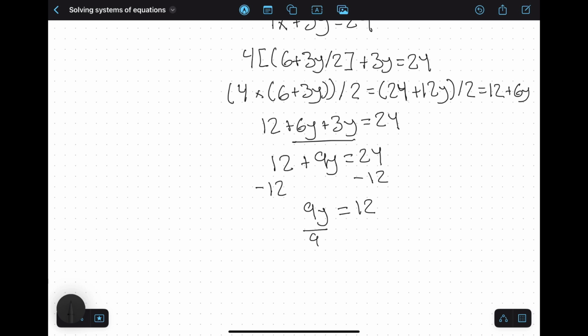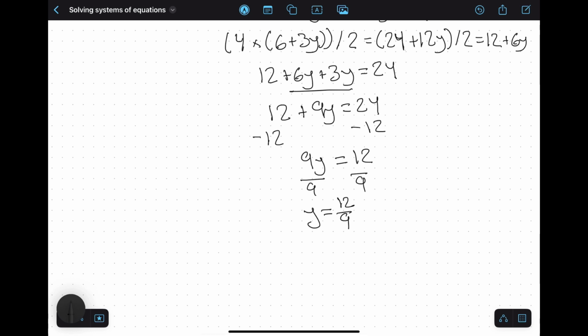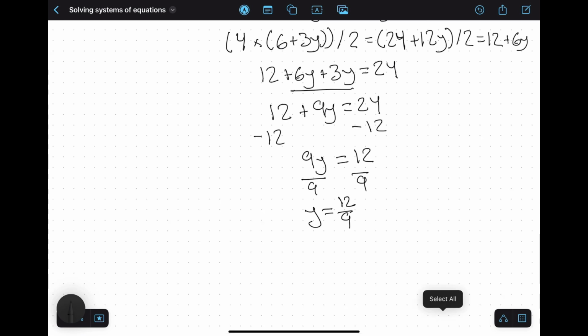Divide by 9, divide by 9. So y equals 12 over 9. If you see 12 and 9, they have a similar factor, and that factor would be 3. So if we divide both of these by 3, it will get us to a simpler term, which would be 4 over 3, like we got in the last problem.